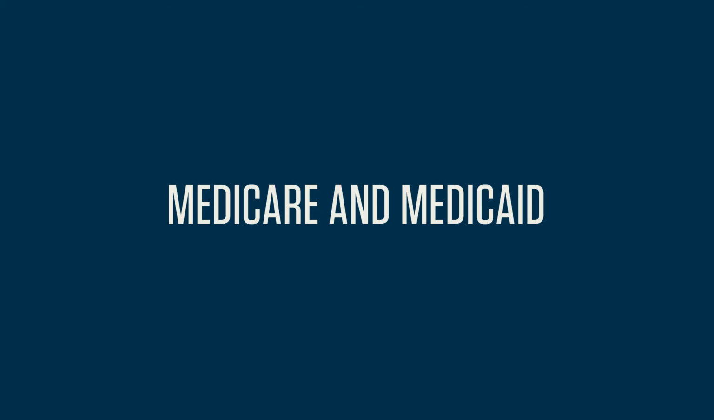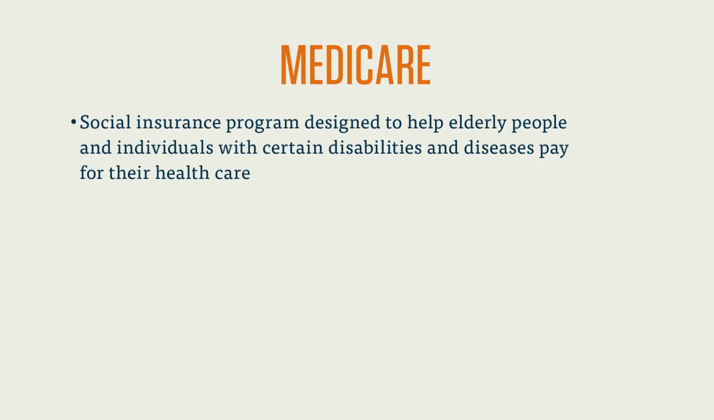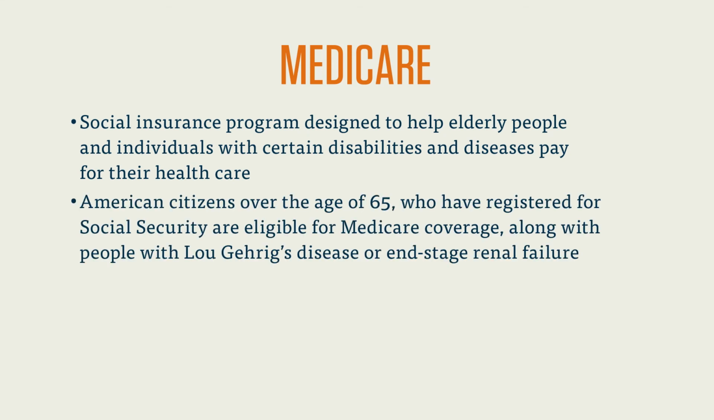Medicare and Medicaid. Many people in the United States receive their health insurance coverage from the large government-funded payers known as Medicare and Medicaid. Medicare is a social insurance program designed to help elderly people and individuals with certain disabilities and diseases pay for their health care. American citizens over the age of 65 who have registered for Social Security are eligible for Medicare coverage, along with people with Lou Gehrig's disease or end-stage renal failure.